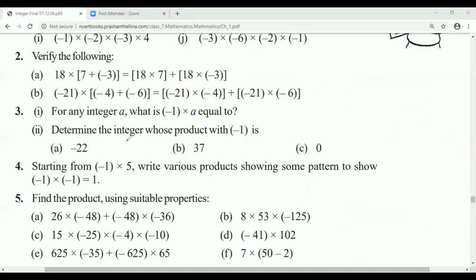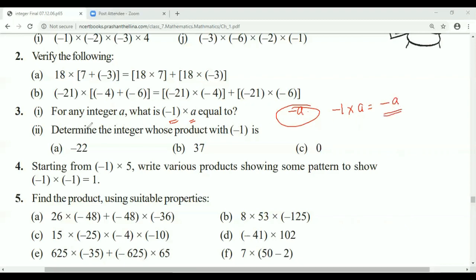Now let's move to question number 3. For any integer a, what is negative 1 into a equal to? We know that for any integer a, negative 1 into a, one number is negative and the other is positive or whatever, we get the reverse value. Because we are multiplying with a negative, the answer becomes the reverse sign of a. So the answer will be negative a. This is the result: negative 1 into a is equal to negative a.